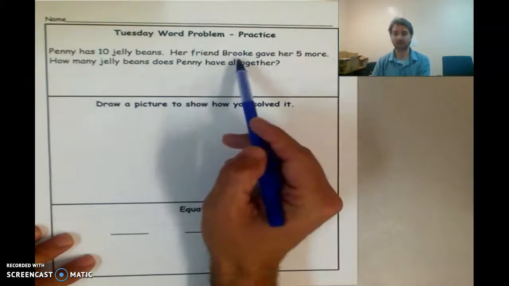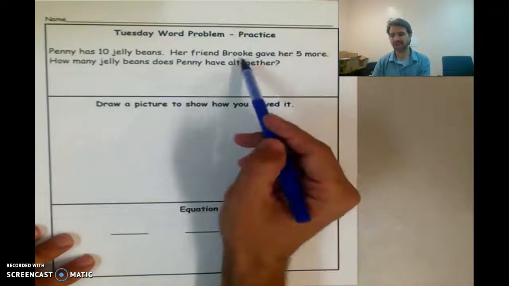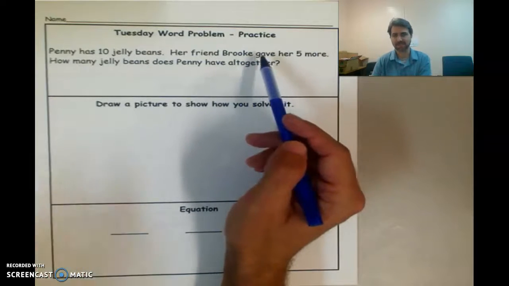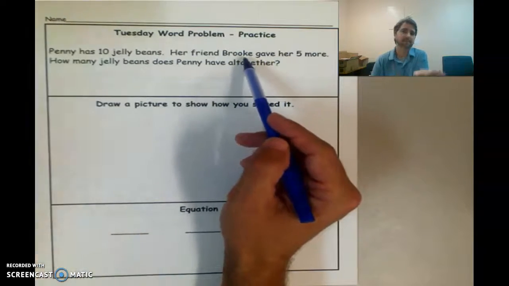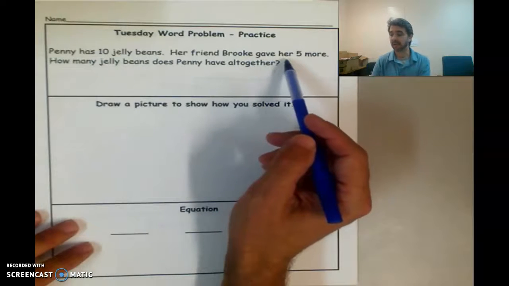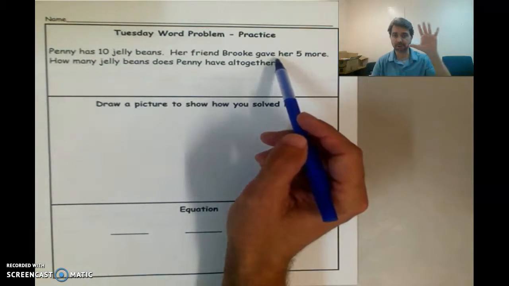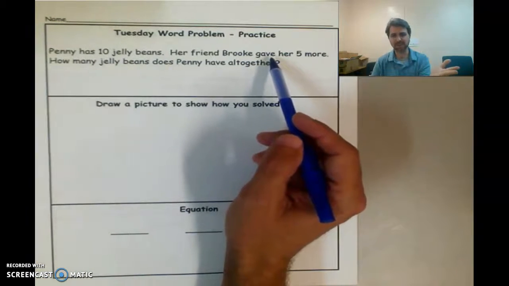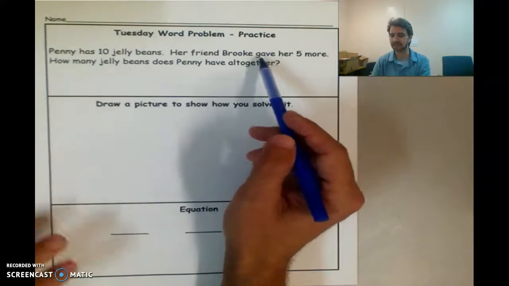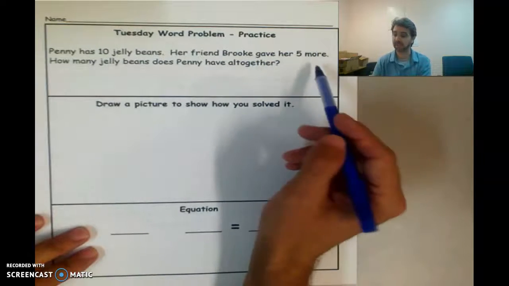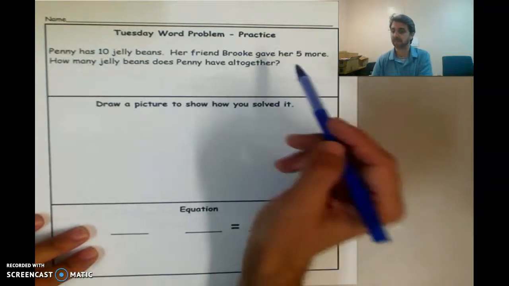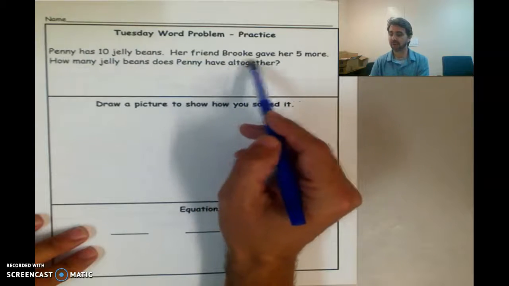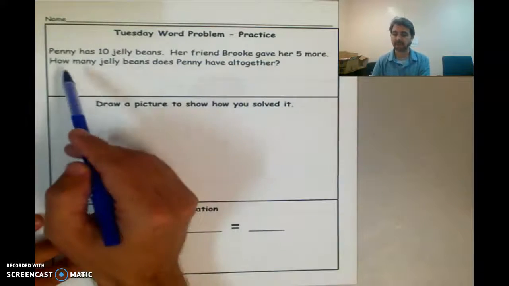Her friend, Brooke. Now, if you have a hard time reading Brooke's name, that's okay. It doesn't matter what her name is, right? Her friend B gave her 5 more jelly beans. Has a friend ever given you something? It's really nice, isn't it? Maybe Brooke doesn't like jelly beans? I don't know, that's kind of strange. But nice of Brooke. Okay, so her friend Brooke gave her 5 more.